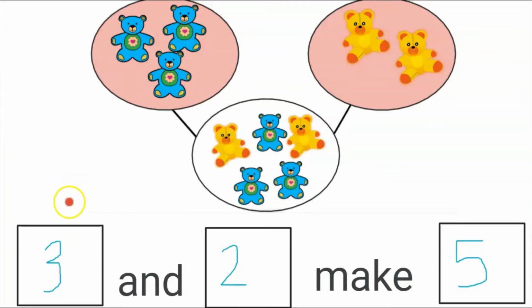The 3 shows our 3 bears as one part. 2 shows our other part of 2 bears. And 5 shows them all together.